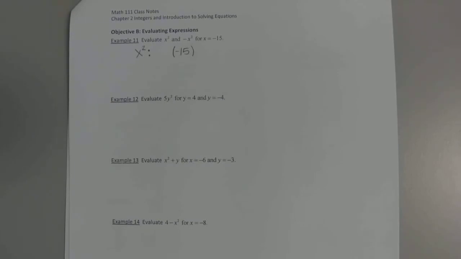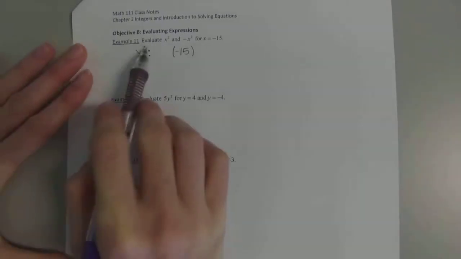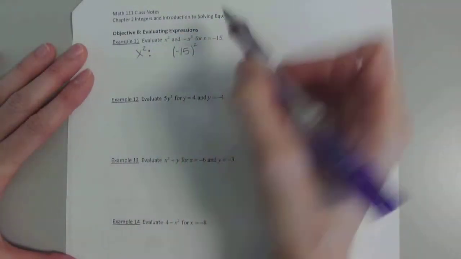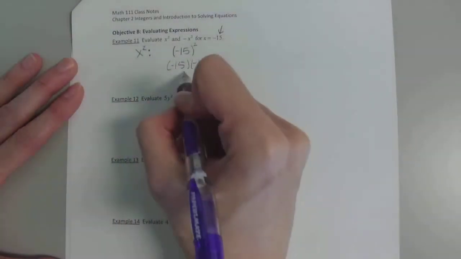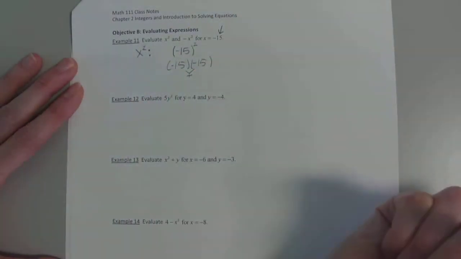But what are we doing to him? I want to square him. Do you see that I did, here's my x, x squared. Is that okay? So what's going to be squared? Both the negatives, all right? So this is going to be negative 15 times negative 15. But what do we know about a negative times a negative? That's going to be positive, right?